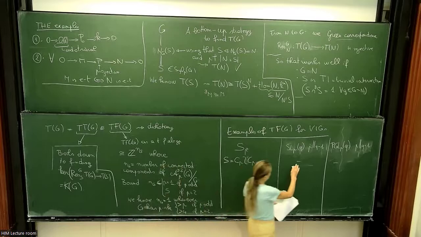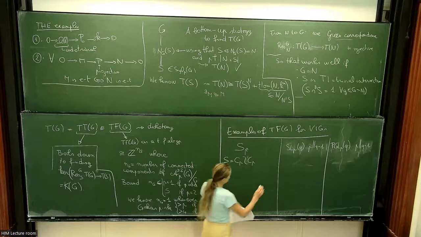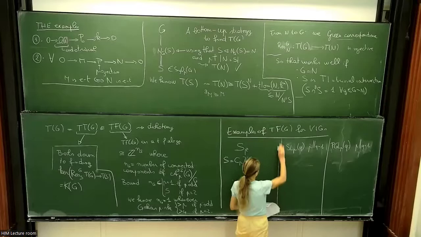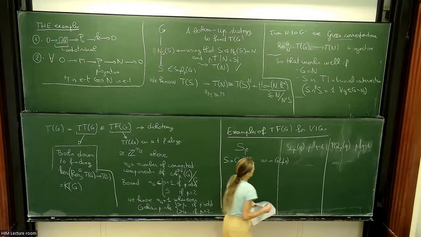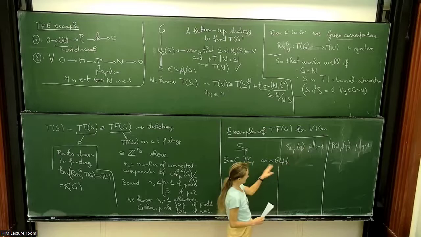Sorry, it's not the same here. But in here, I should have taken a fourth column to say that it's the same as in GL_p(q). Now, what happens if you take a CLP subgroup of SL_p(q) for these congruences of q?